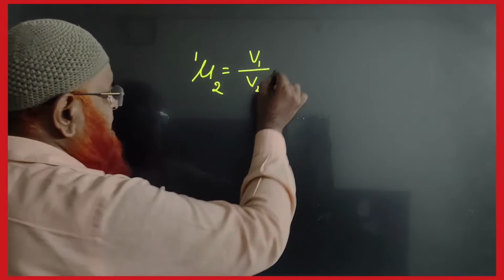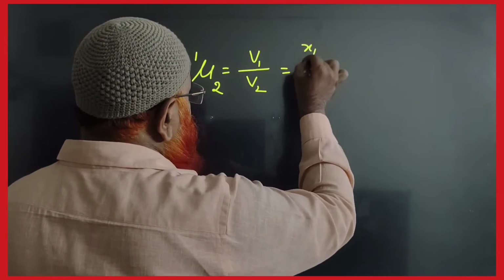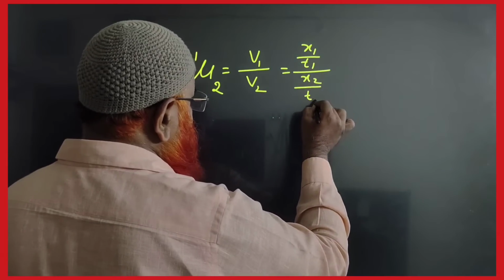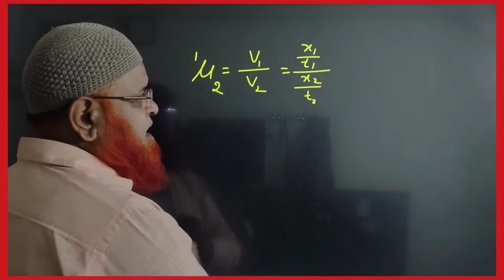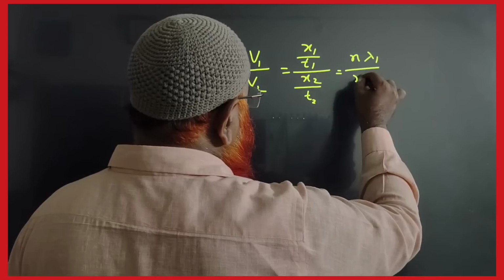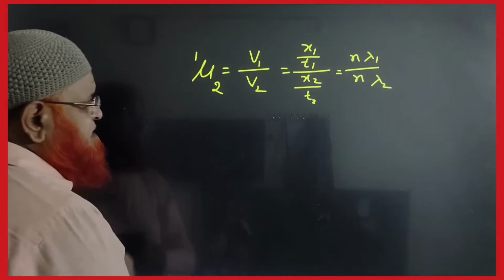And what is the second formula? The second formula is distance traveled in the first medium over time to distance traveled in the second medium over time. Okay, this is another formula. The next formula is, velocity is taken as n lambda 1 by n lambda 2. This is the next formula.